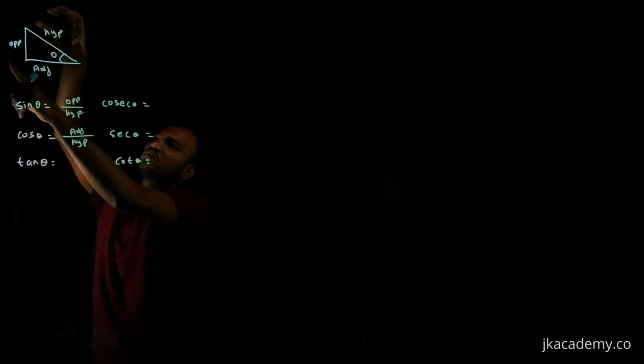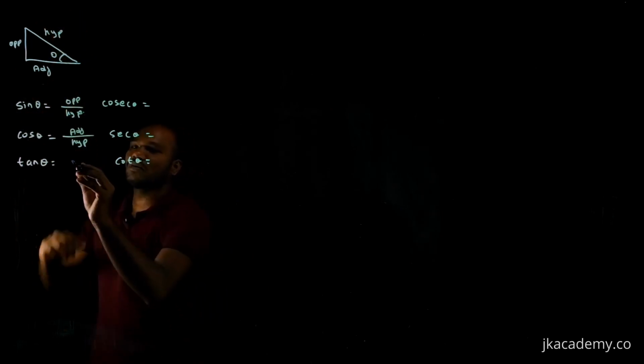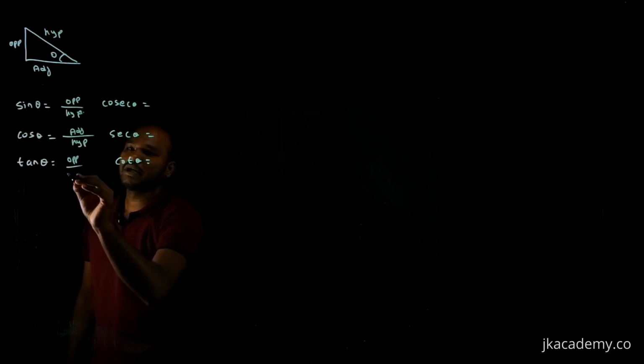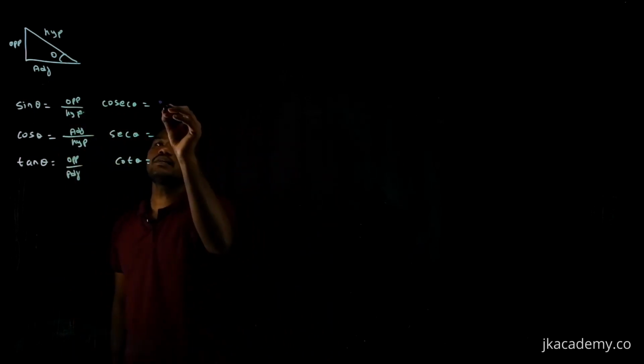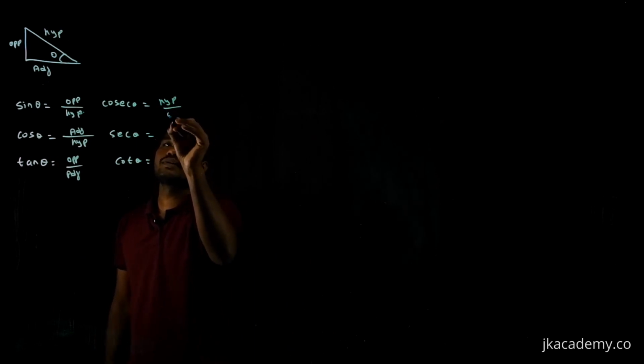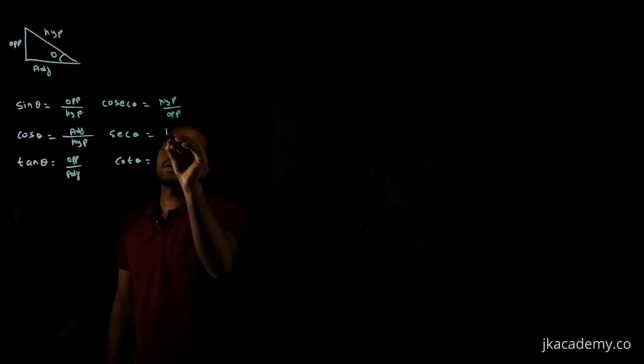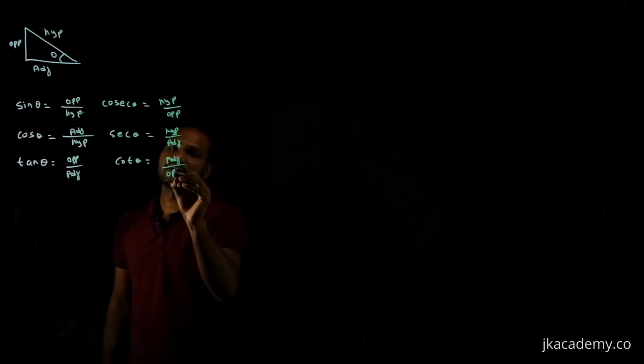And what are left? These two are left. This by this or this by this. Opposite always in the numerator. So opposite by adjacent. And for cosecant, just reversing whatever we have, that is hypotenuse over opposite, reverse hypotenuse over adjacent, reverse adjacent over opposite.